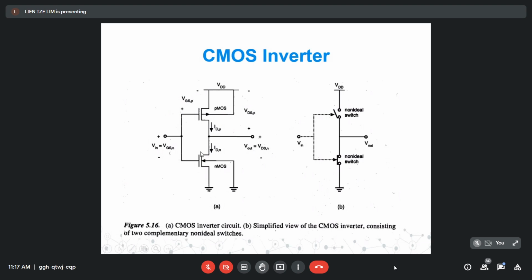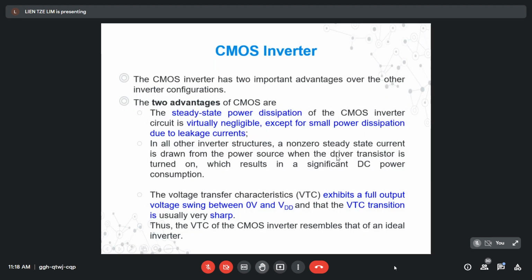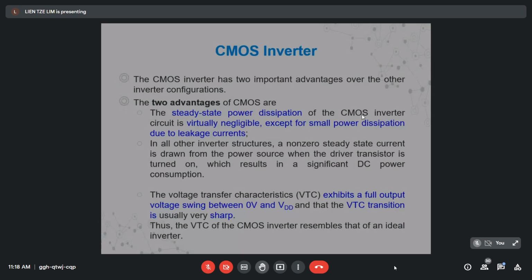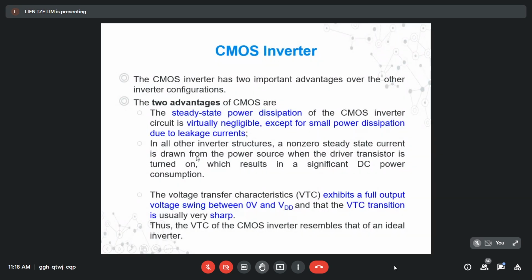In all other inverter structures, a non-zero steady state current is drawn from the power source when the driver transistor is turned on, which results in significant DC power consumption.